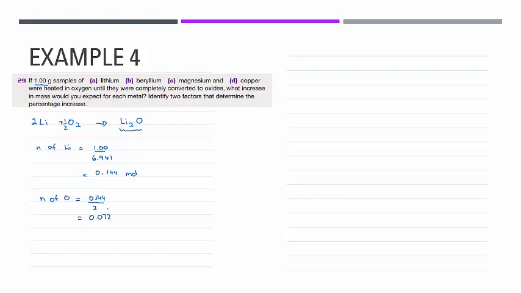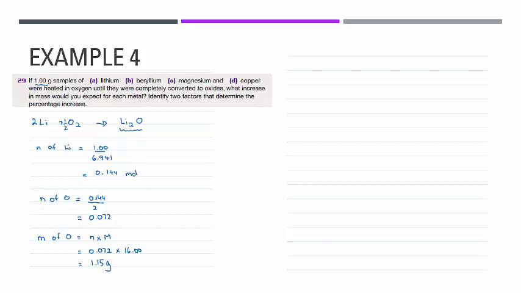And then the last step is to work out the mass of oxygen that gets added to the lithium, and that's by multiplying the number of moles by the molar mass. So the number of moles is 0.072, and the molar mass of oxygen is 16. So that works out to be 1.15 grams.